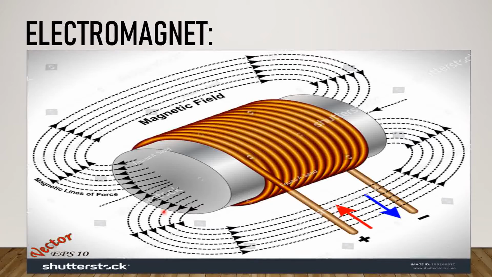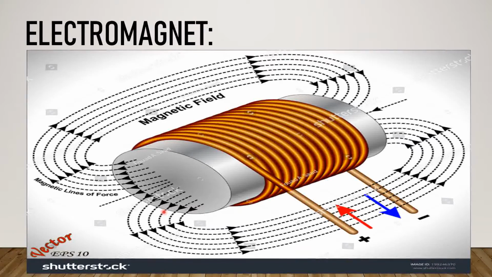Second is the amount of current passed. An increase in the strength of the current also leads to an increase in the strength of the electromagnet. Third, winding the wire around a magnetic material also increases the strength of the electromagnet.